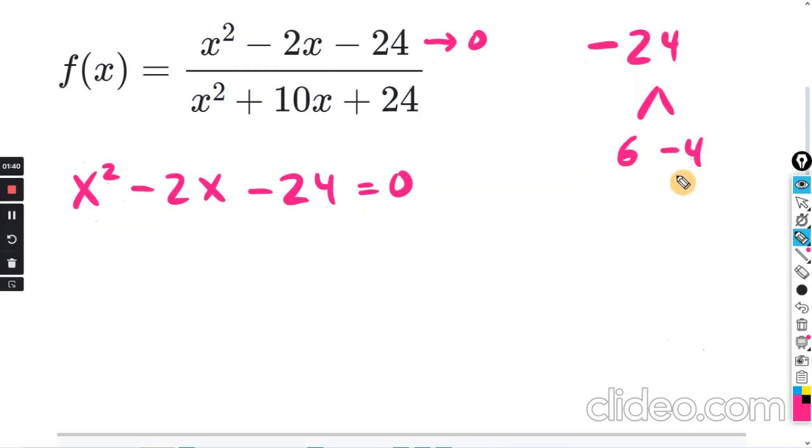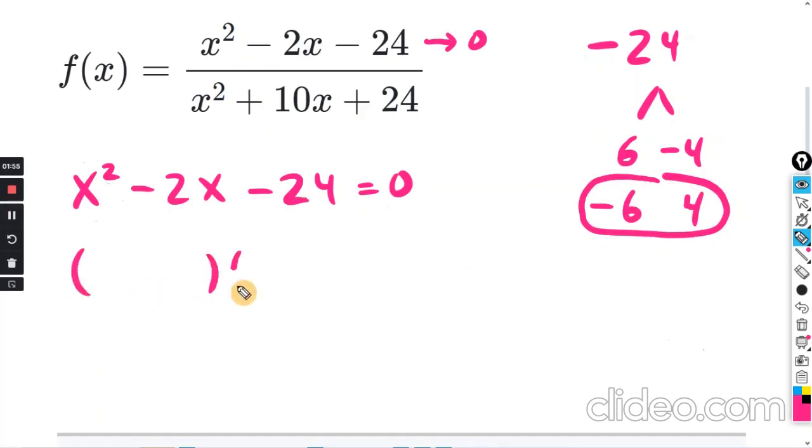That adds to positive 2. And we have negative 6 times positive 4. That adds to negative 2. So we're going to use these two factors. And to rewrite this in the form of a binomial, we start with x and x, because x times x is x squared, and we add in the negative 6 and the positive 4.